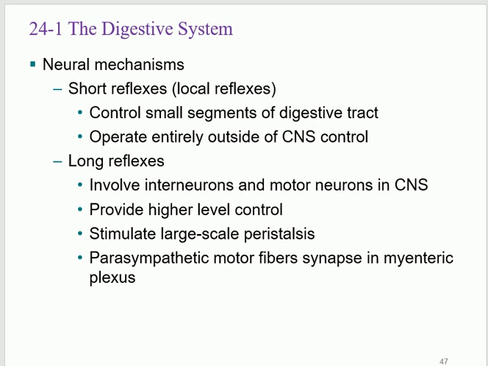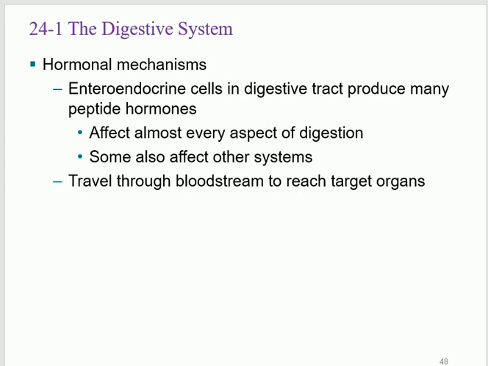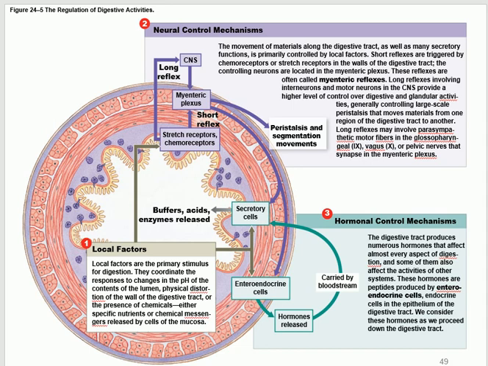What does it mean and what is controlling it? Which is local, which is involving the central nervous system. Hormones, on the other hand, there are different enteroendocrine cells that we will talk about that will be controlling our digestive system. This is like repeating what we just talked about, but look at this. This is just the simple one.